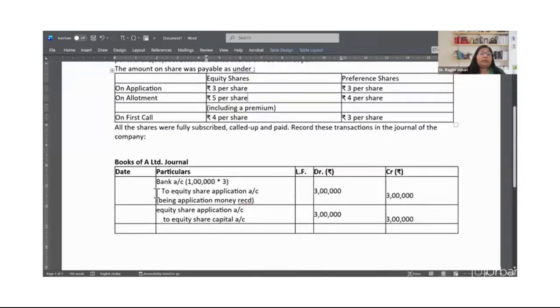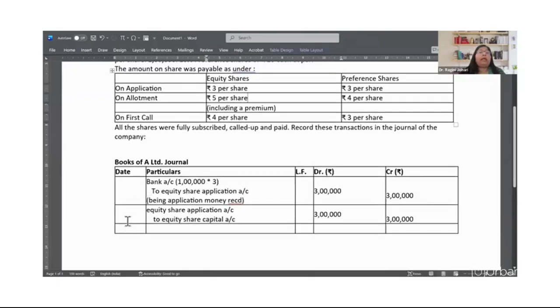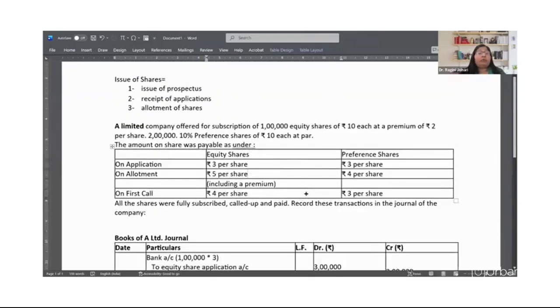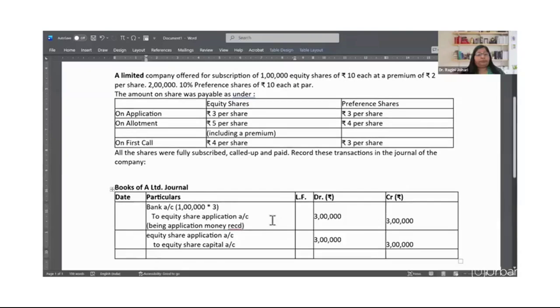Now, students, let me make something very clear to you here: this date column has its importance. Since in this question no date has been mentioned, I am leaving this column blank. Otherwise, if the dates are mentioned in the question, then you have to write the dates also here.